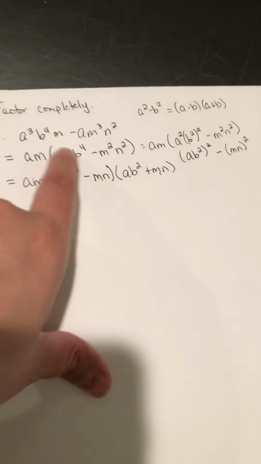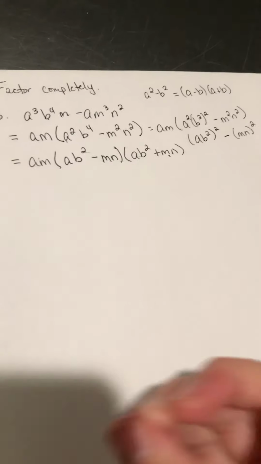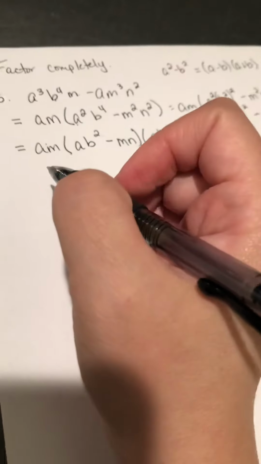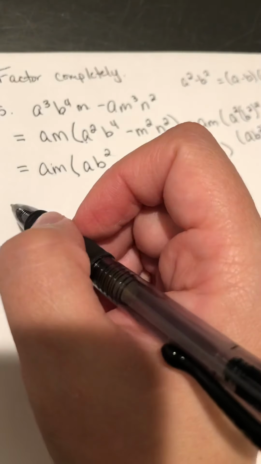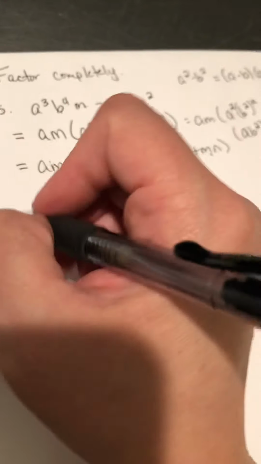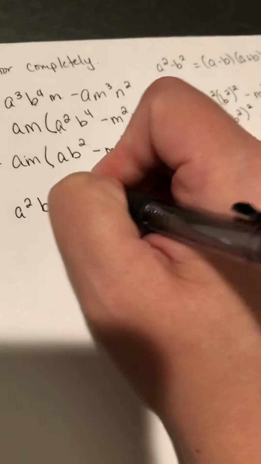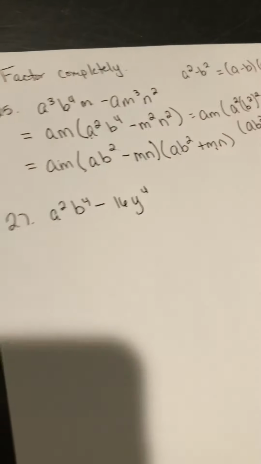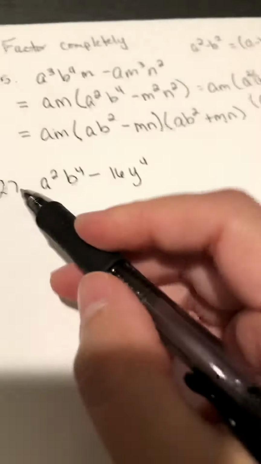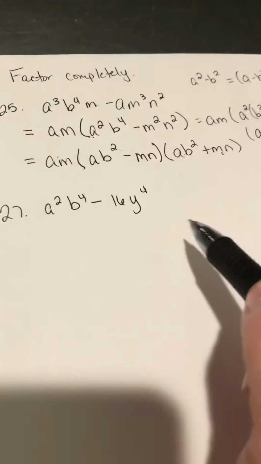Sometimes it's not obvious that that's what you want to do, but like I said, if you have something like this where it's a minus and they're all even exponents, you can write it as a square. So for 27, we have a squared b to the 4th minus 16 y to the 4th. So again, this is all even exponents, and 16 is 4 squared.